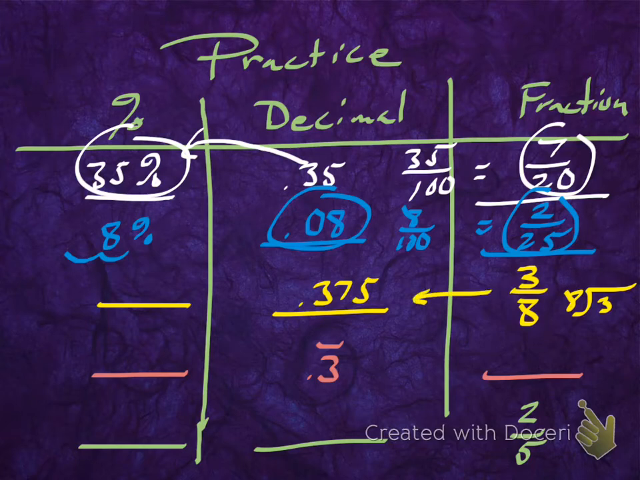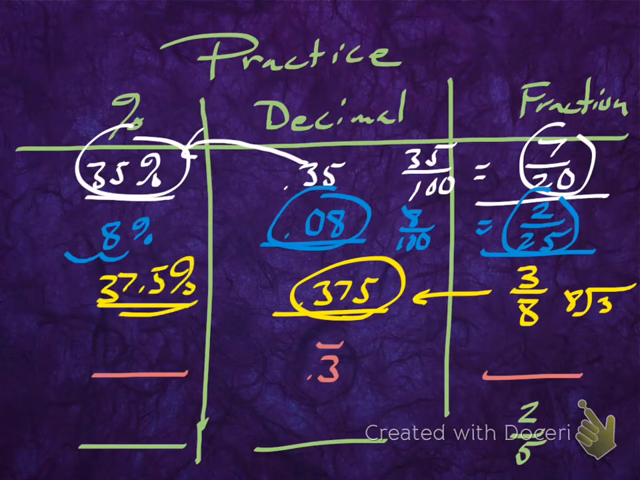Okay, so that turns it into a decimal, and now to change it into a percent, again, move the decimal over always 2 places, and you get 37.5%. We'll cross the 7 to make it look a little better.